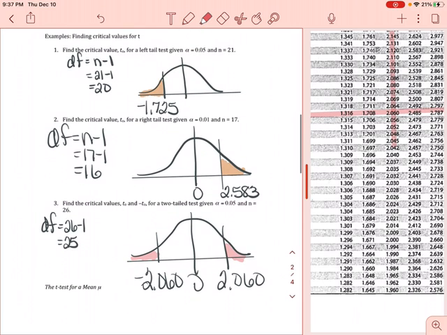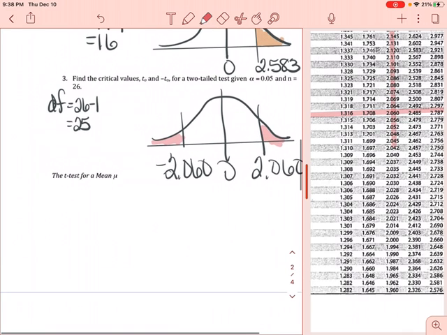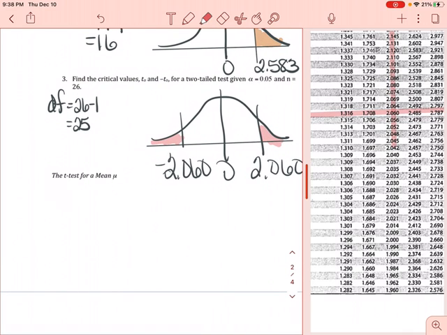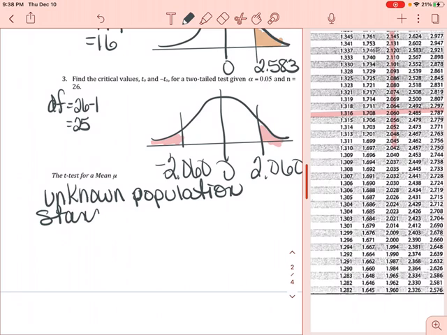Now that we're able to put together our rejection region, we are ready to talk about the test statistic that goes with an unknown population standard deviation. Because we have an unknown population standard deviation, we're going to use a t.